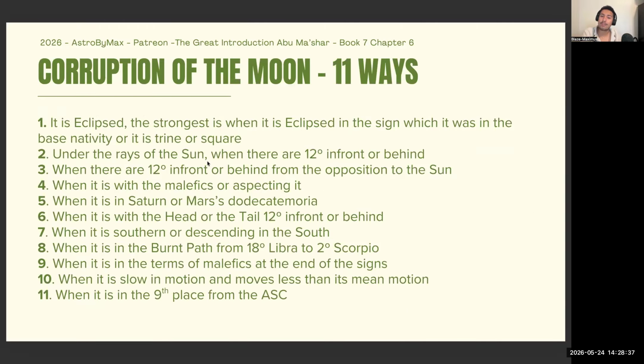And then we have the corruption of the moon, which happens in 11 specific conditions. These conditions are very important because these are considerations you'll always use for electional and for horary, to assess if the moon has been corrupted or not. But also if you're trying to elect, if you're trying to time things, you should not elect for anything under this list here. If you're doing elections, you should avoid these things at all costs.